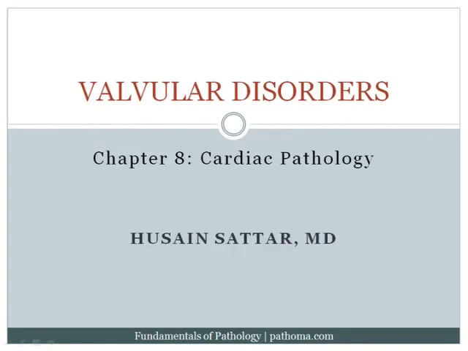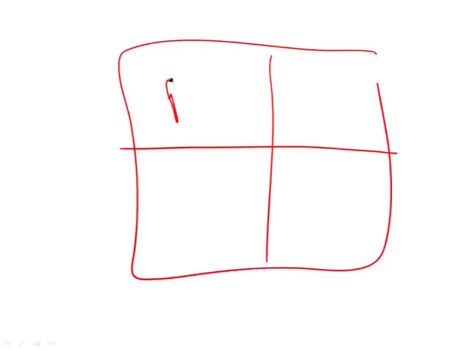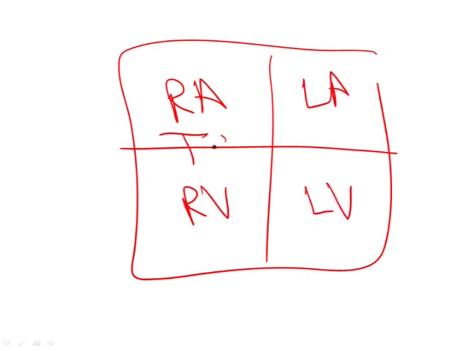Moving on to valvular disorders, let's remind ourselves of some basic anatomy. Of course, the heart has four valves. Here's the right atrium, right ventricle, left atrium, and left ventricle. There is a tricuspid valve here. There is a pulmonary valve here, a mitral valve here, and then an aortic valve here.